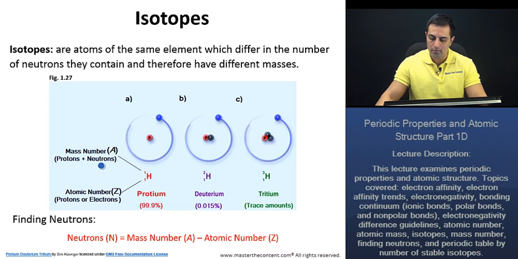And we already know that since these are all hydrogen atoms, the protium, as we see here, is going to have one proton but no neutrons. Thus, its mass number should be 1, just as we see here. There's one proton, one neutron. The mass number should be 2. And as we see here, there's one proton, 2 neutrons. Thus, the mass number is 3.